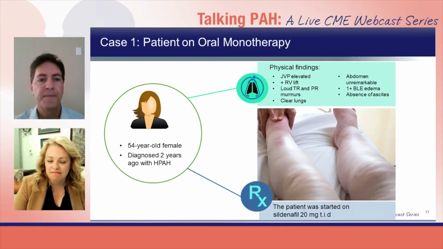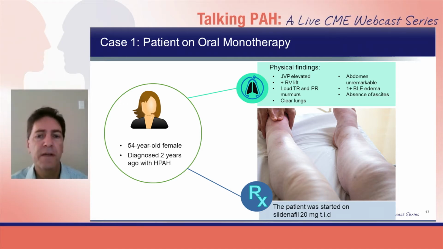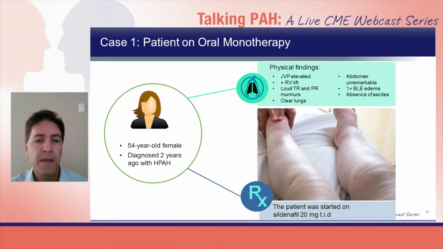Great. So in addition, there are physical findings here showing that her JVP is elevated. She has an RV lift. She has loud TR and PR. Lungs are clear. The abdomen is unremarkable. She has lower extremity edema that you can see in the photo here, and she doesn't have ascites. The patient was started on sildenafil 20 milligrams TID.